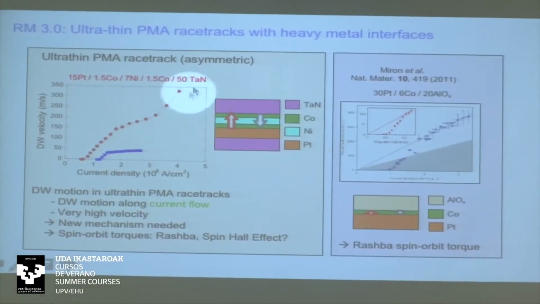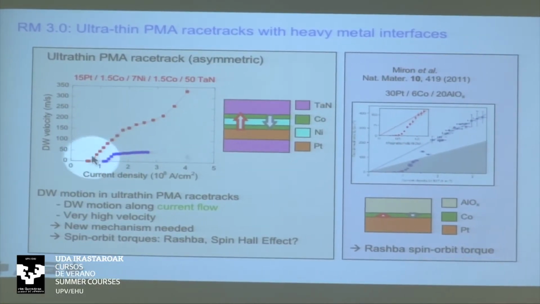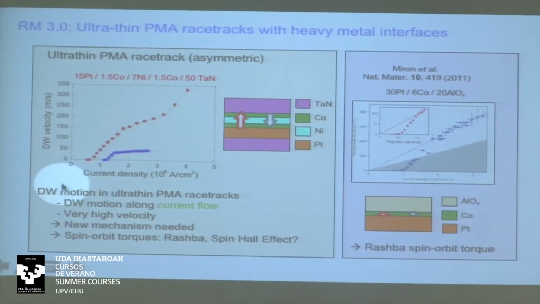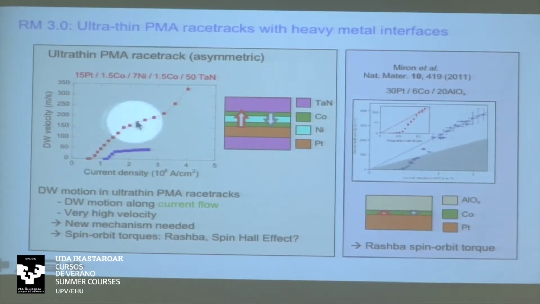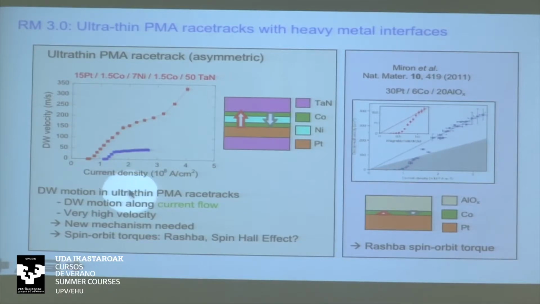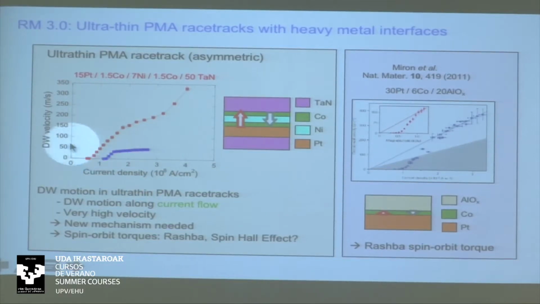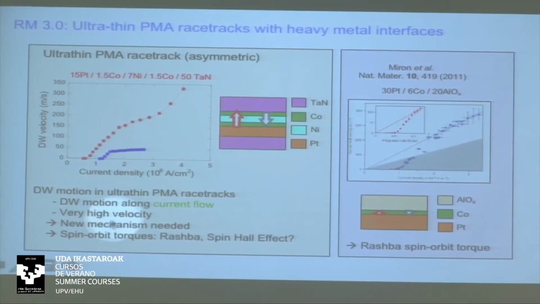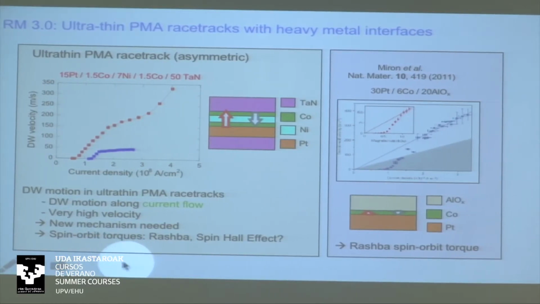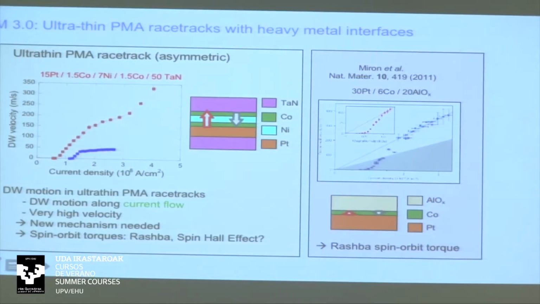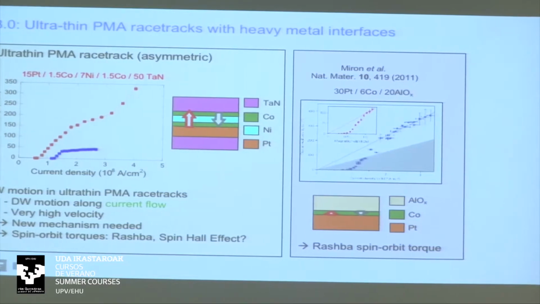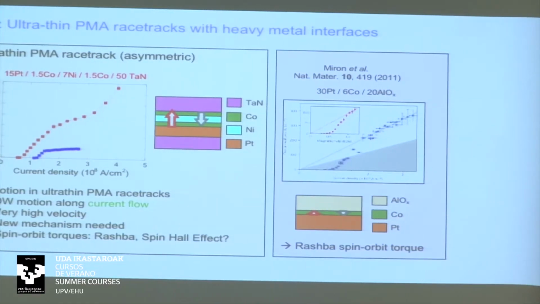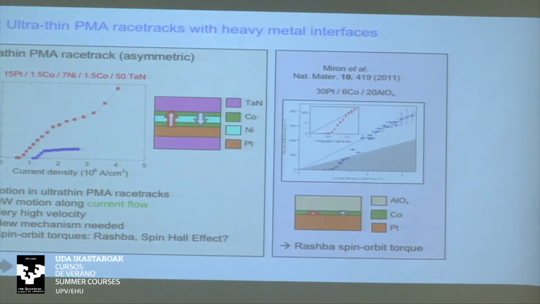And now you look at the red dots, you can see the domain walls now will move at a smaller threshold current density, but you can see they're moving much faster at the same current density, several times faster. Moreover, they're moving in the opposite direction from the direction determined by the spin polarized current developed within the cobalt, nickel, cobalt layer themselves. So this was a puzzle.